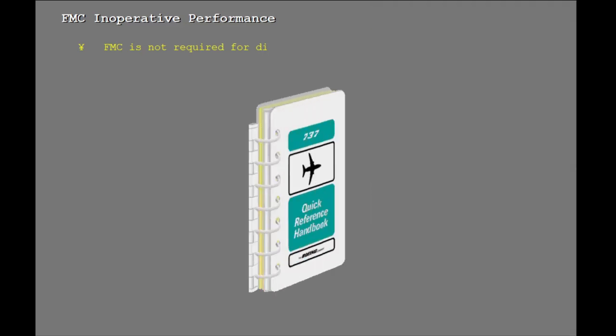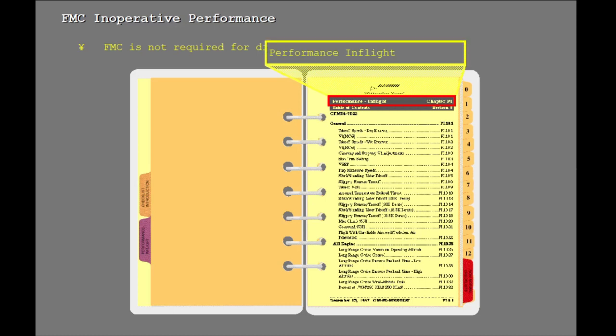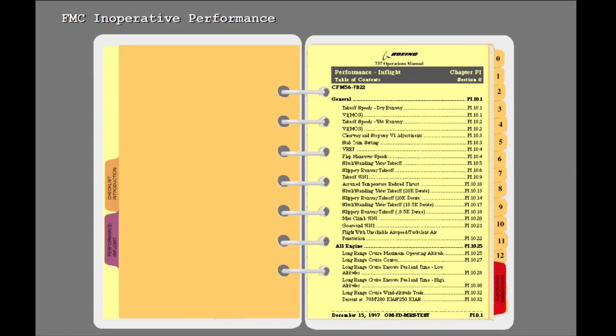On most airplanes, the FMC is not required for dispatch. However, if the airplane is dispatched with the FMC inoperative, or the FMC performance functions are lost during flight, the pilot can revert to using the performance data in the Performance In-Flight section of the Quick Reference Handbook, QRH. This section contains the performance information normally supplied by the FMC, such as the engine thrust setting, cruise data, altitude capability, landing reference speeds, and so on.